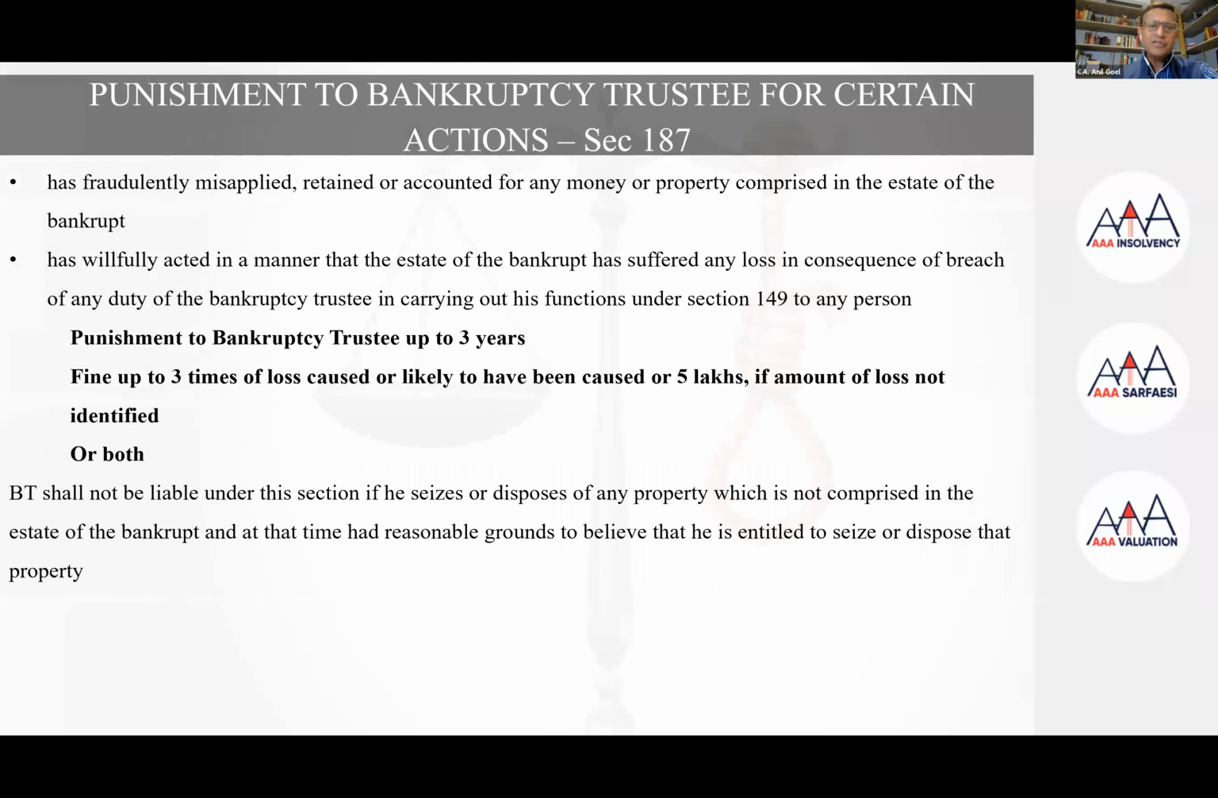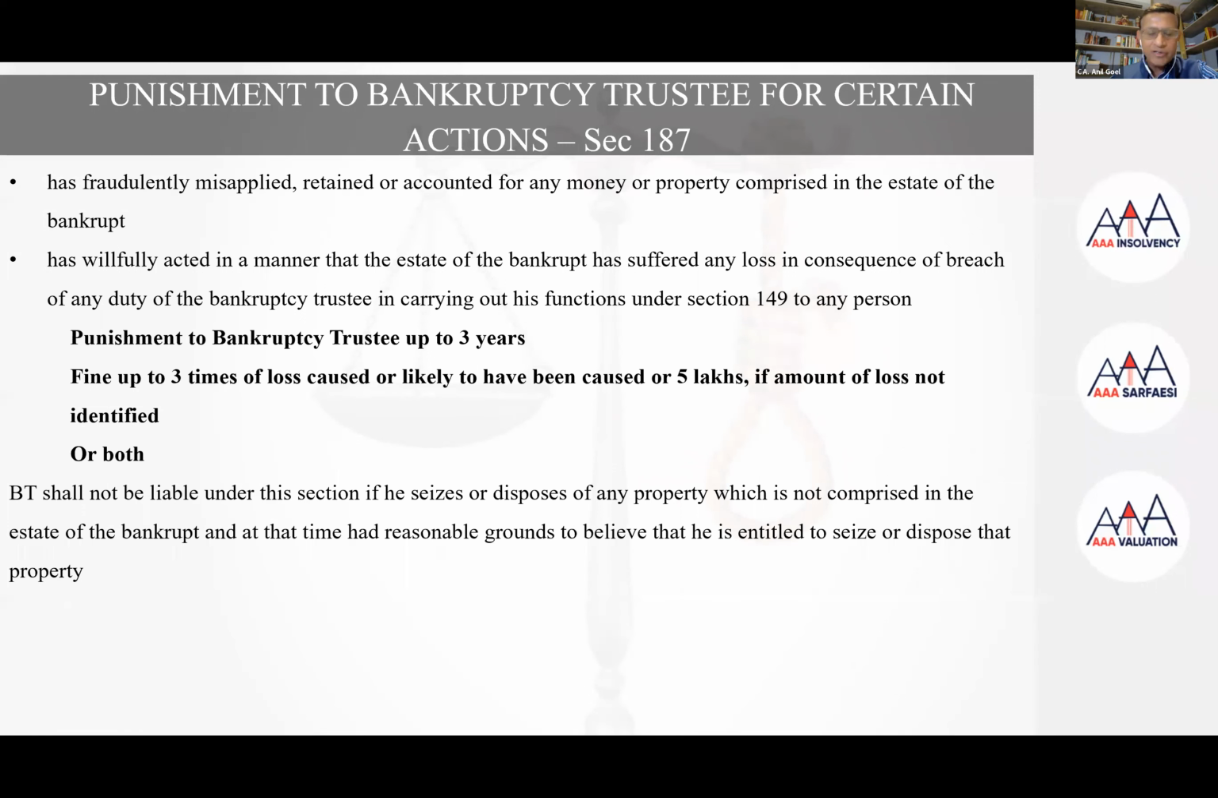Now there is a serious section which is for the BT, which is section 187. And the punishment to the BT, in case the BT has fraudulently misapplied, retained, or accounted for any money or property comprised in the estate of the bankrupt. So any kind of misapplied, retained, or accounted for fraudulently. So that's where the bankruptcy trustee, because it's the maximum imprisonment.